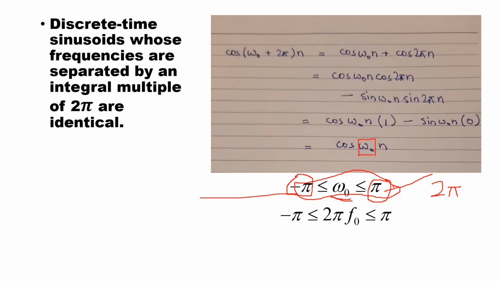If we put 2 pi f naught in place of omega naught, then we can see that f naught should be between 1 upon 2 and minus 1 upon 2. That is, the maximum value of f naught can be 1 upon 2 and the minimum value can be minus 1 upon 2. Frequency minus 1 upon 2 se kam nahi ho sakti aur 1 upon 2 se zyada nahi ho sakti. Again, ye bahut chota sa band lag raha hai. So what is it? This is something different. And actually, this is something really very different.